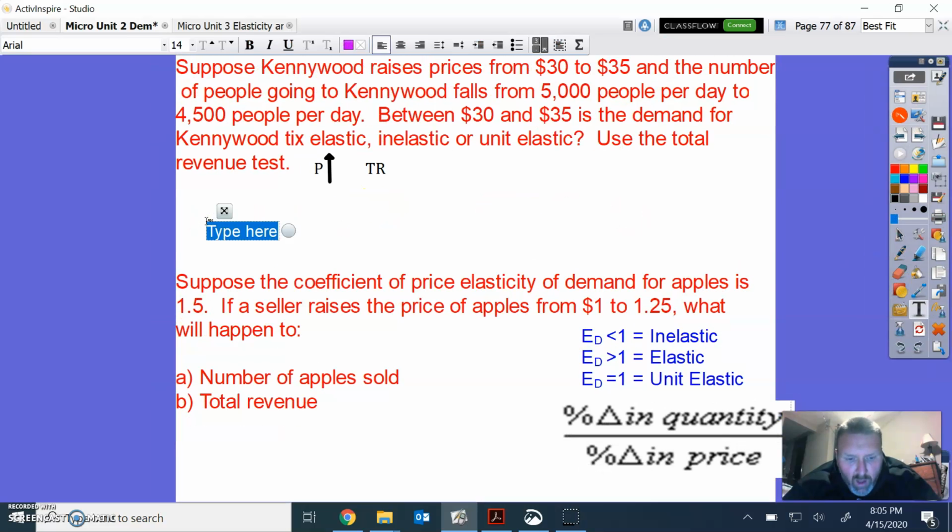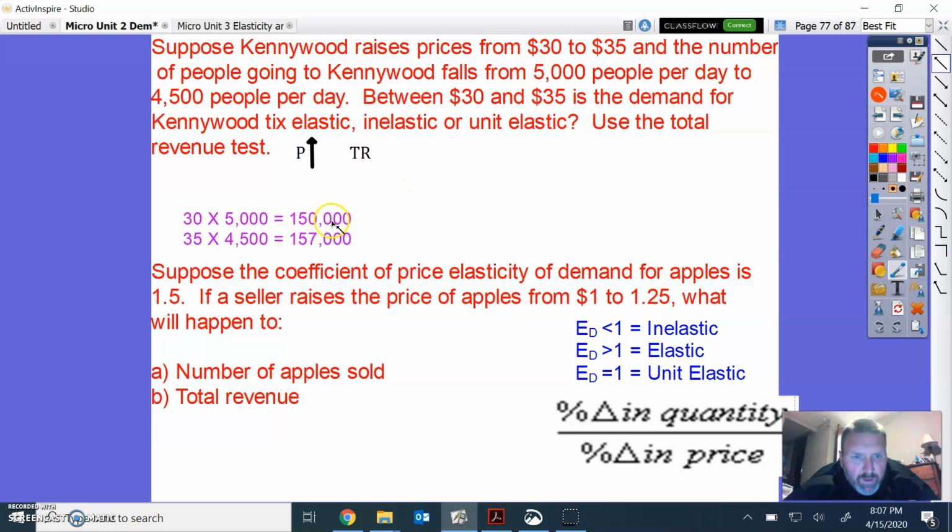So, 30 times 5,000 equals, right? And 35 times 4,500. Okay, I'm going to get my calculator out. 3, 2, 1, stop. All right, so looking at my math here, 150,000. When you raise the price, your total revenue is 157,000. So when they're both pointing the same way, we are inelastic at that point, between 30 and 35. So technically, we should probably raise our price a little bit higher to see where we are.